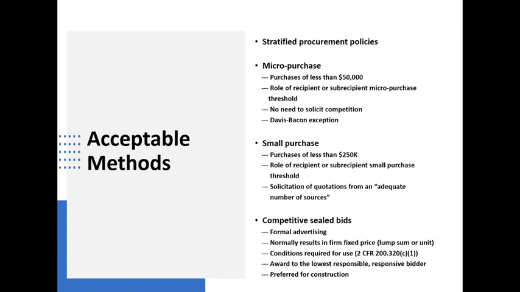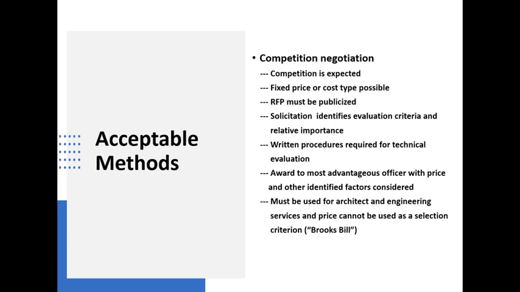Now, moving over to slide number 8, the fourth method of purchasing is what's known as competitive negotiation. And some people refer to it as the RFP process, request for proposals. In competitive negotiation, competition is expected, but the result may be a fixed price or a cost type contract. Solicitation, the announcement of the request for proposals, identifies the evaluation criteria that will be used in selecting the successful contractor and their relative importance.